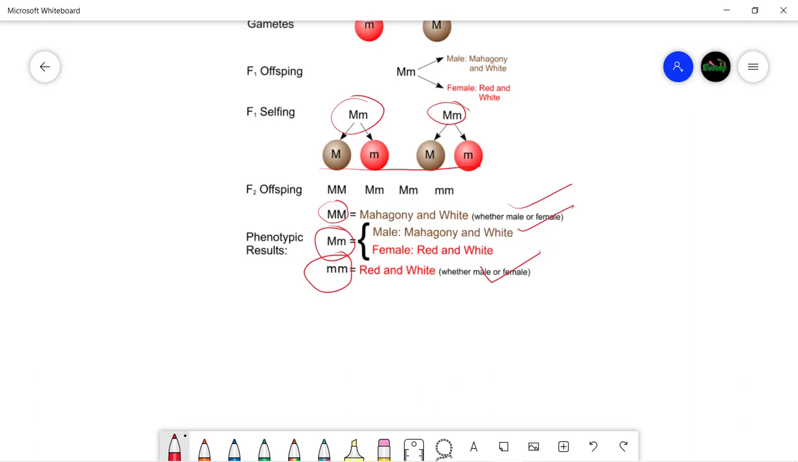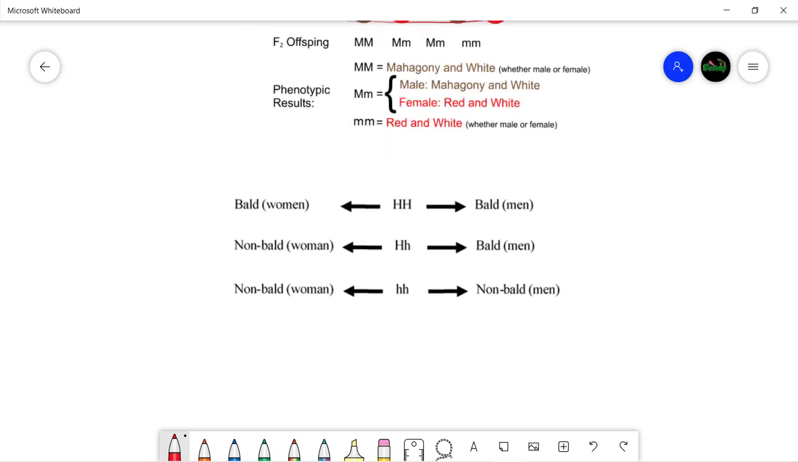Let's see another example, in humans, and that is pattern baldness, loss of hair on the head. Let's see the pattern of inheritance of pattern baldness in humans. We have these two alleles, uppercase H and lowercase h. And now you can see their inheritance pattern in man and woman, in males and females.